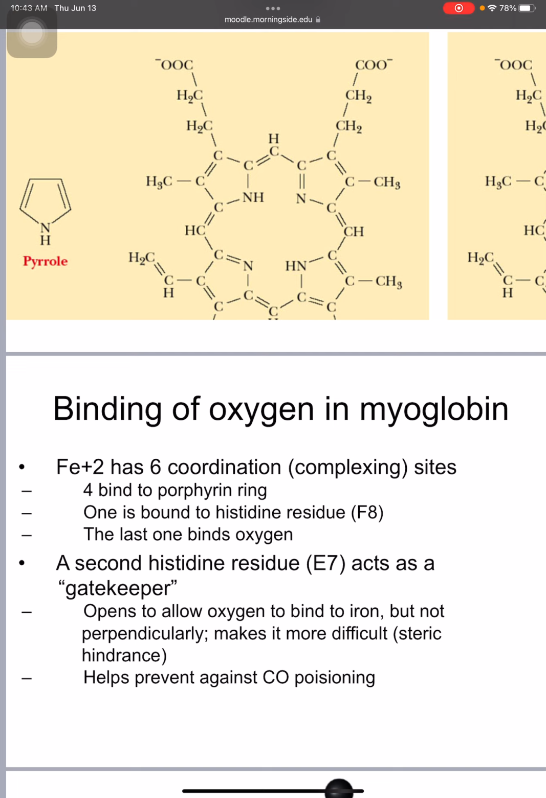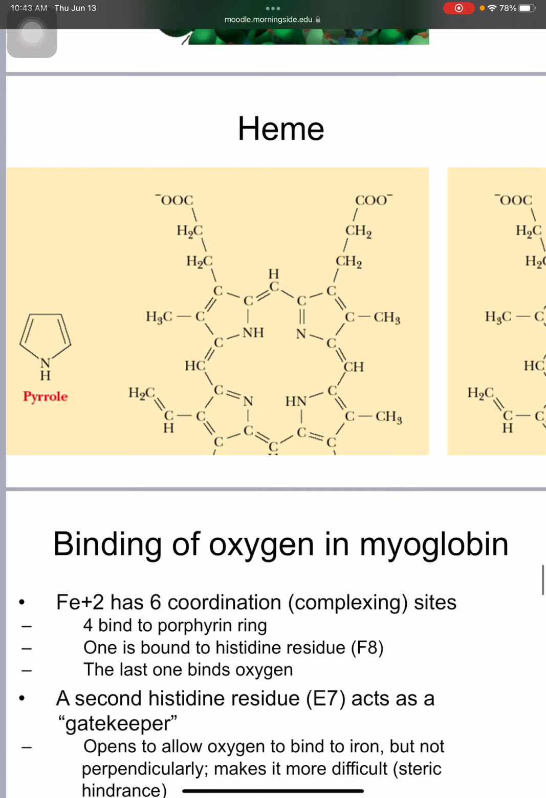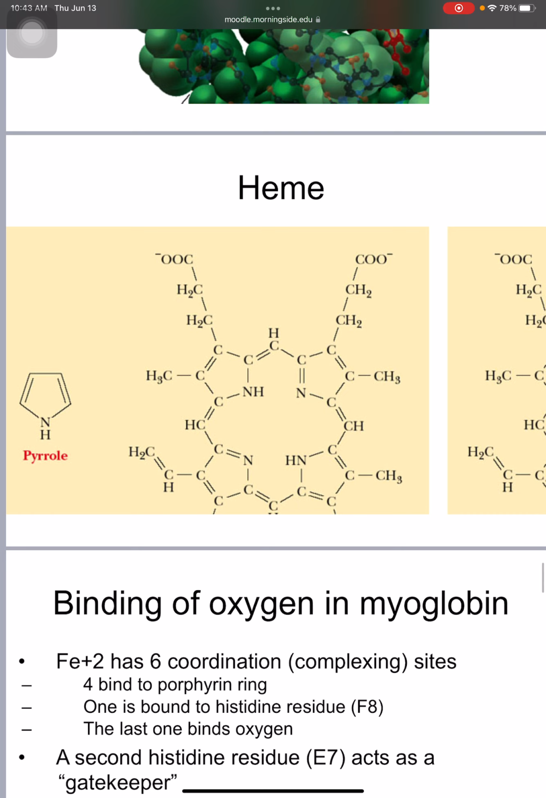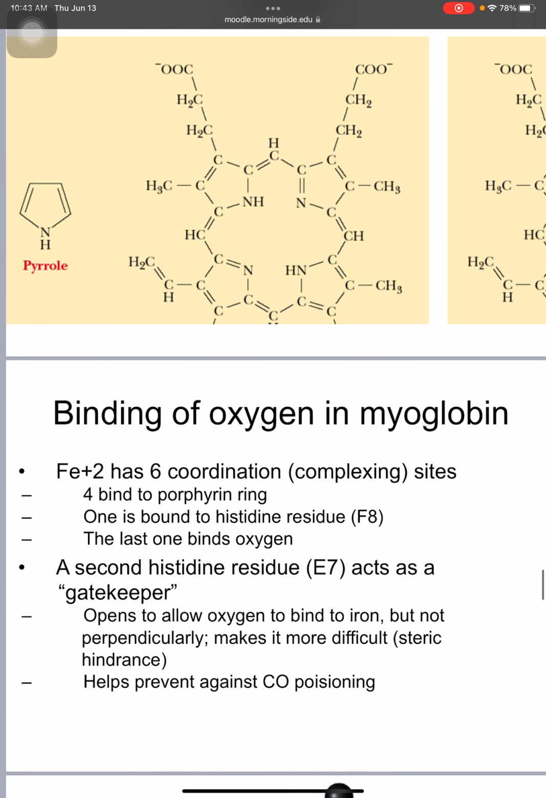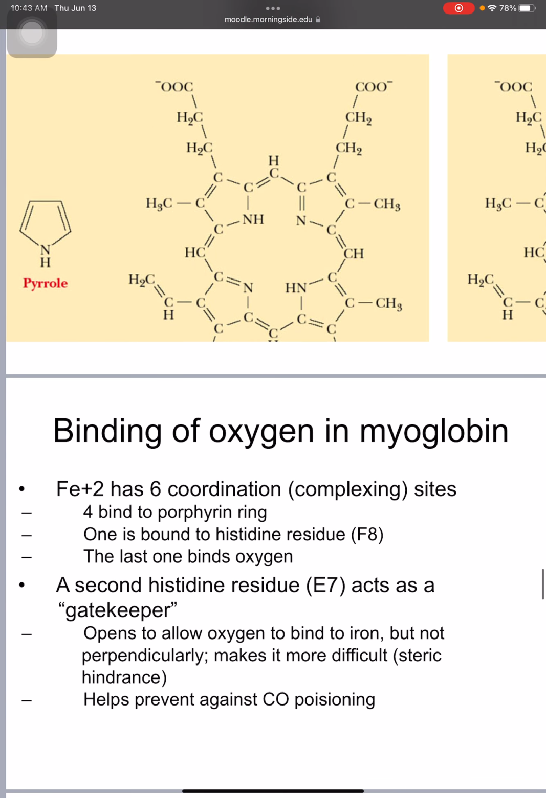4 of these are devoted to sort of anchoring it within the porphyrin ring, right? So if you look at this porphyrin ring right over here at heme, it's literally smack dab in the center, and it's anchored to each one of those central nitrogens through a coordination bond. All right? 1 is bound to a histidine residue. This is going to be histidine F8. That means it's on the alpha helix that's labeled F, and it's the 8th residue on that alpha helix.